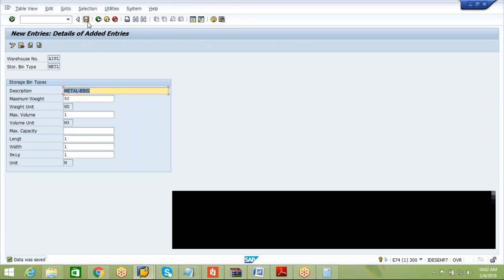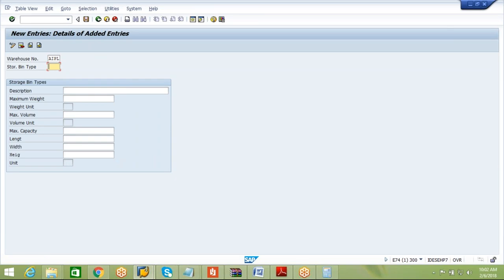Next. Instead of 50 kgs, if you receive 75 kgs, it will allow or not? It will not allow. It will take another correct one. Correct.